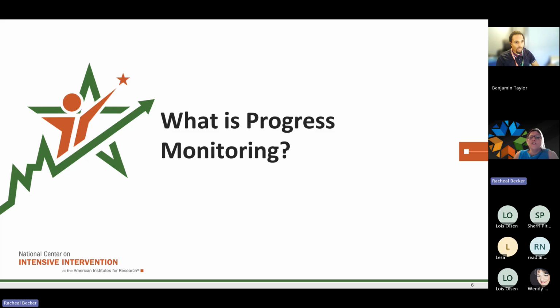So the first thing we're going to talk about is what is progress monitoring. So I'll give you a couple seconds to think about it, but when you hear the term progress monitoring, what comes to mind? If you want to drop a line in the chat, you can, or you can just take a few seconds to think about it and then we'll move on. And then Wendy, if anybody drops anything in the chat, will you let me know? I will. Thank you.